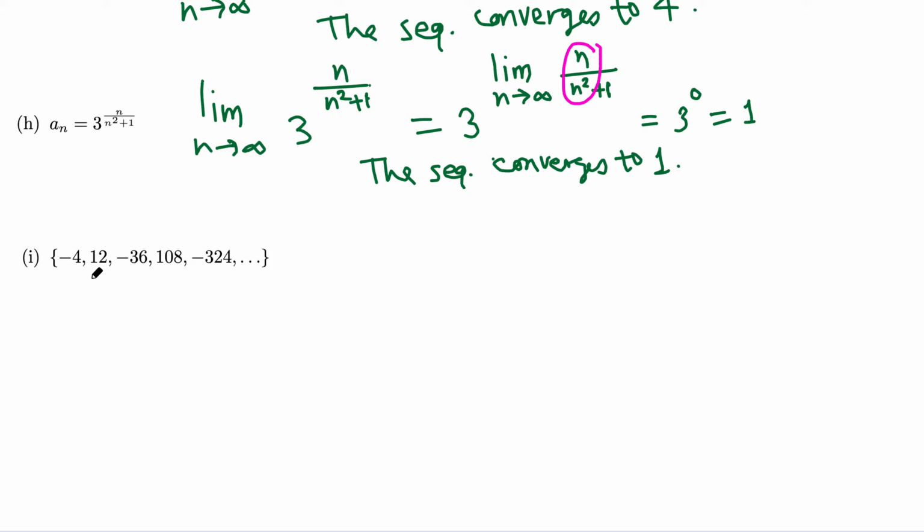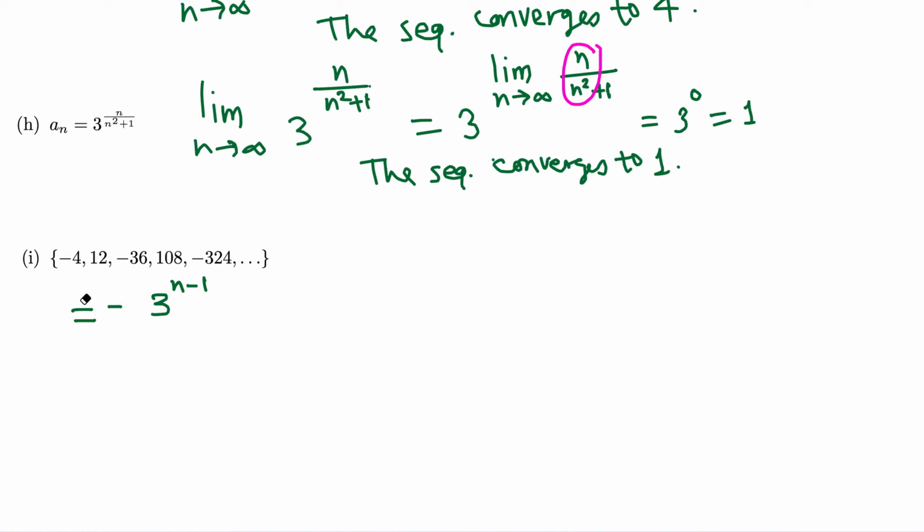4 times 3, 12. 12 times 3, 36. Oh, these are increasing. They go by multiples of 3, because 4 times 3. So basically 3 raised to n. If we take n equals 1, n equals 2, so let's say n minus 1. When n is 1, the first term, 3 raised to 0, which is 1, and we have negative 4. So this is negative, positive, negative, positive. So negative 1 to the n.